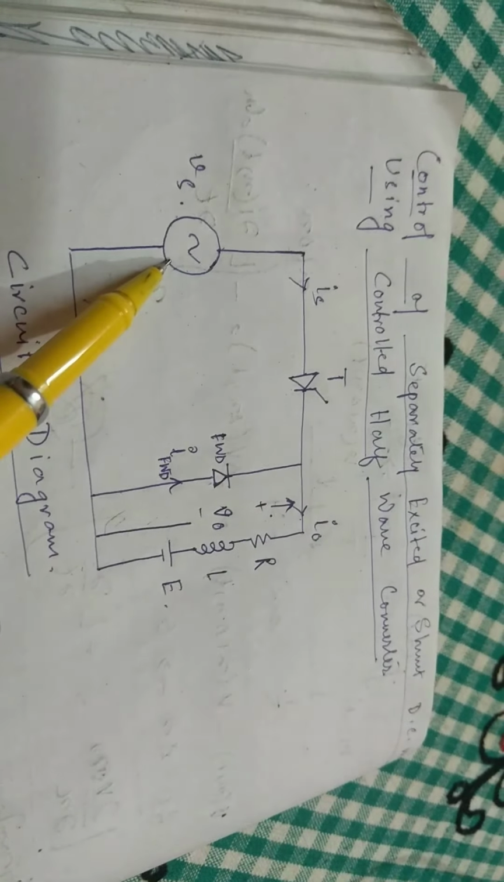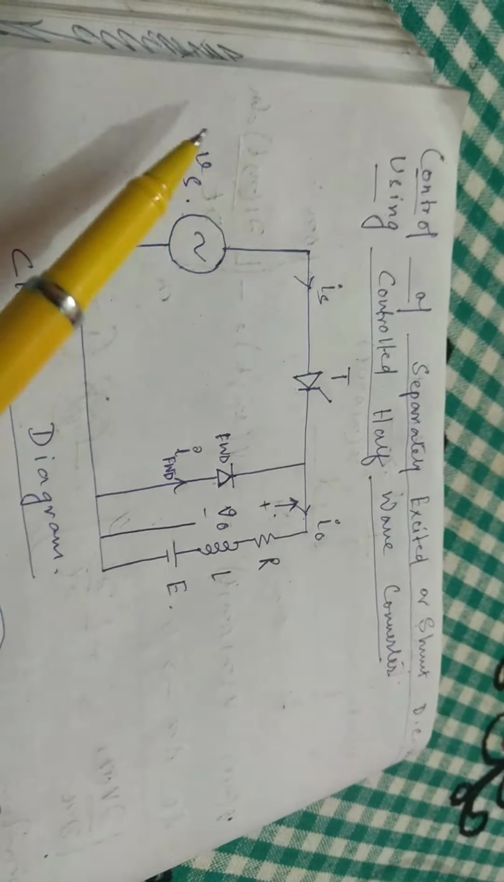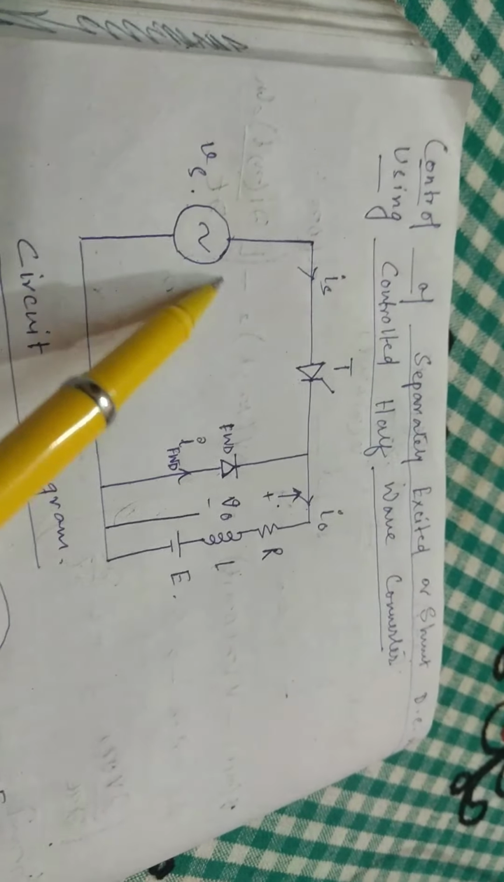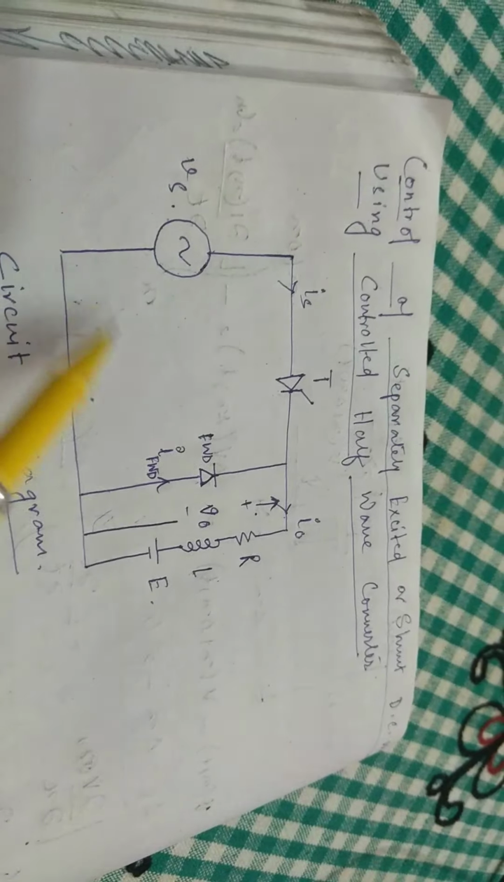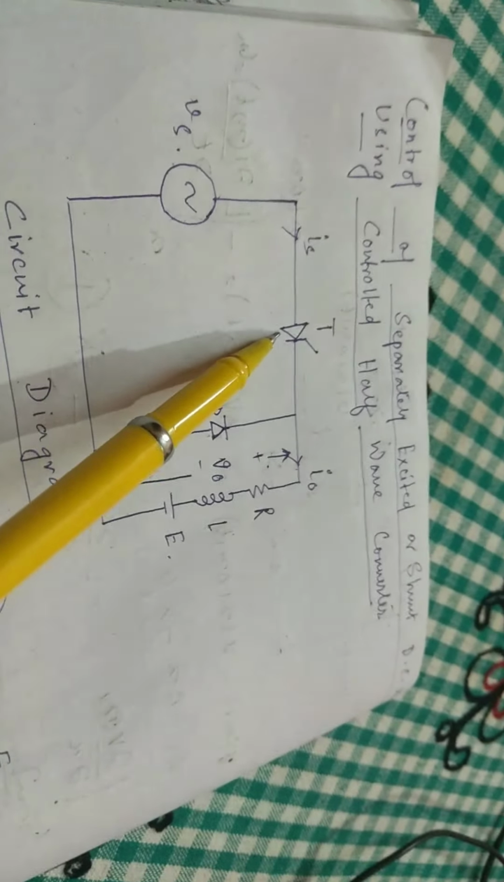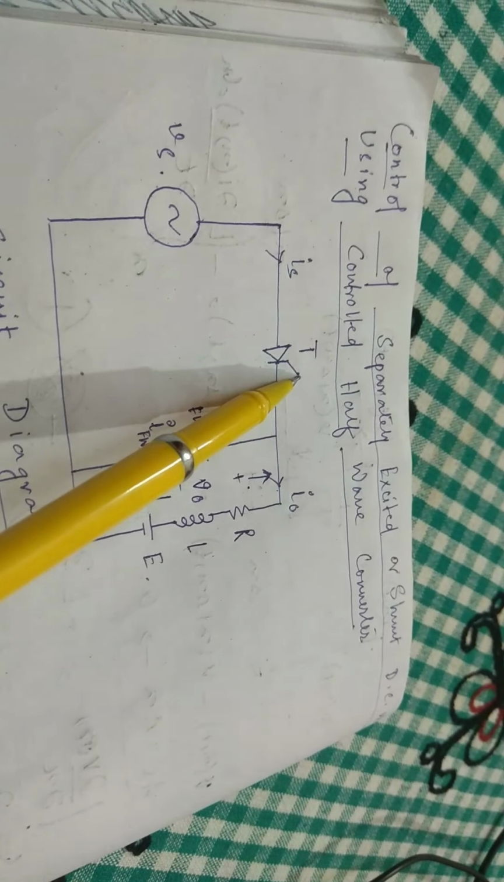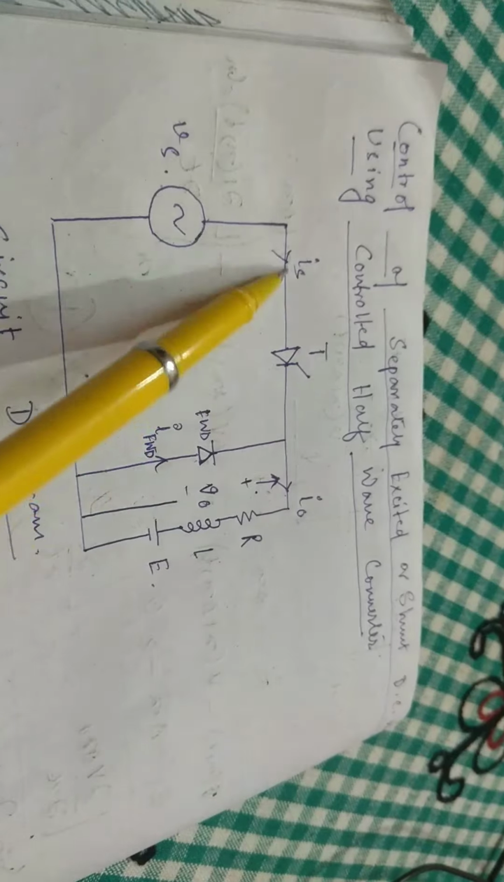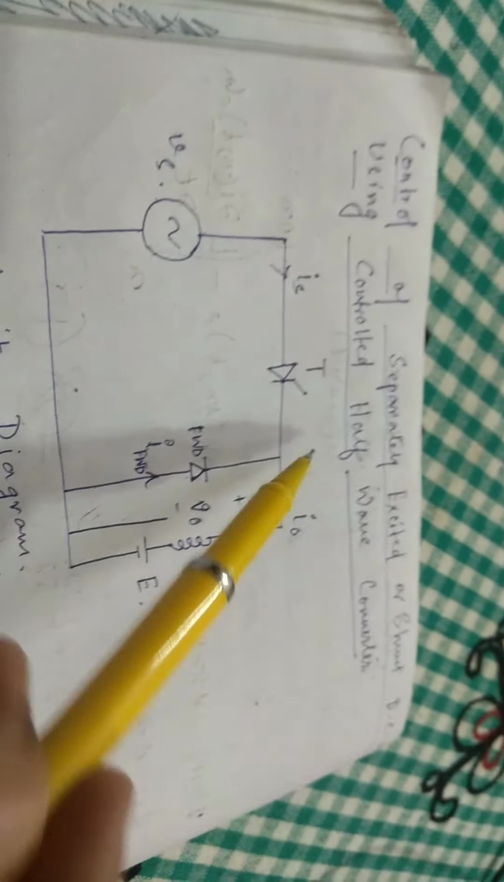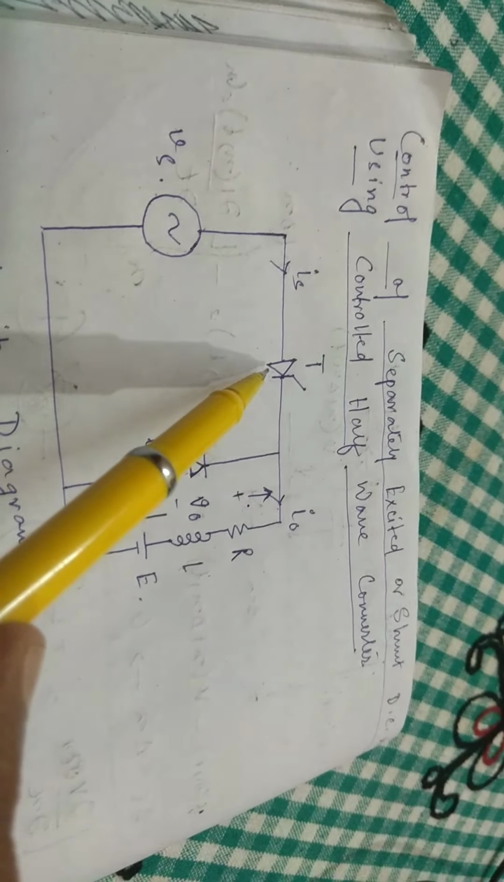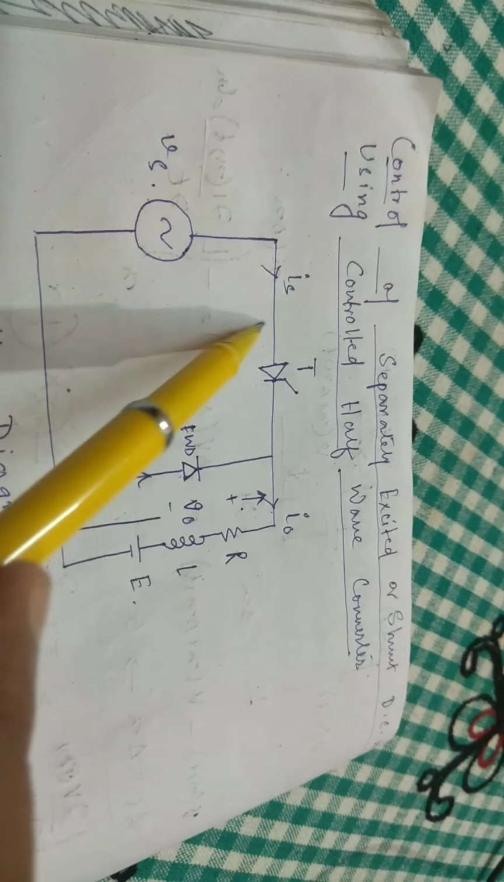Here is the AC supply. As you can see, it can be fed through a single phase transformer. Here the transformer is not shown, but it has been depicted as an AC source. This is the thyristor, the control switch. In the full wave converter you have seen that we used 4 thyristors, but here in the controlled half wave converter, we are using a single thyristor.